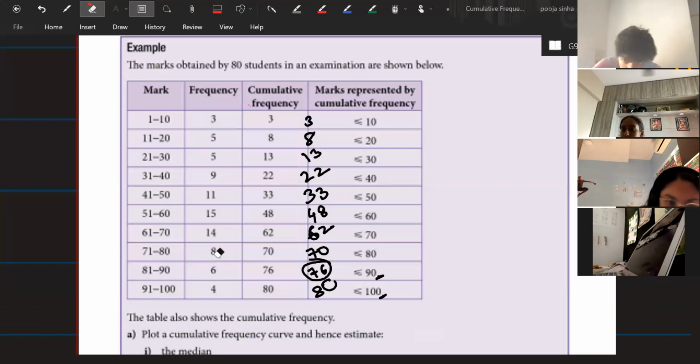Chalo. Are your values correct? Check the values. Yeah. Okay. Up till here, it's 80.